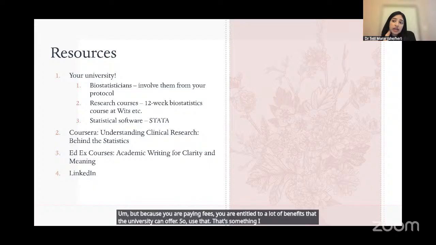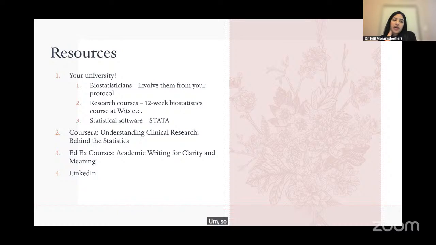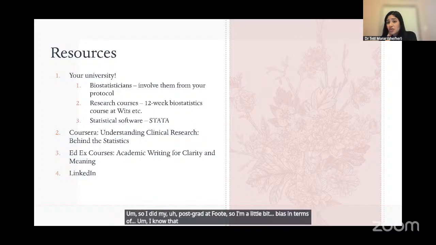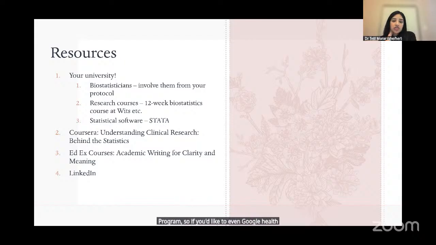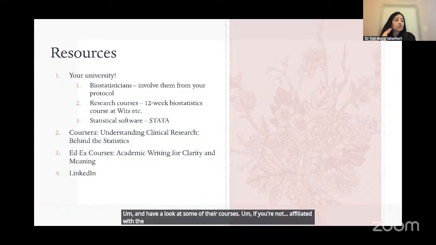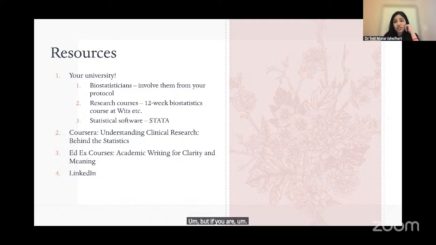That's something I would really recommend: Google your university's biostatistics department. I did my postgrad at Wits, so I'm a little bit biased, but I know that they have some good courses and programs. You could also Google the Health Sciences Research Office and have a look at some of their courses. If you're not affiliated with the university, you might have to pay extra for those. But if you are, then use your university and have a look at what is available.